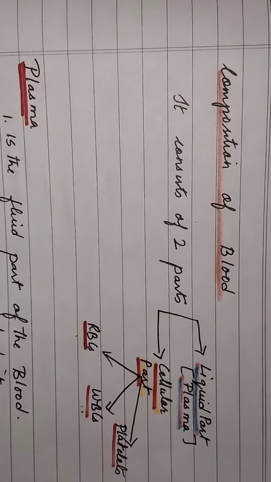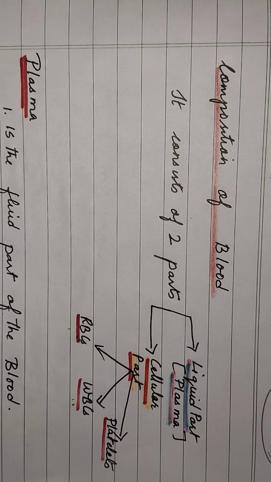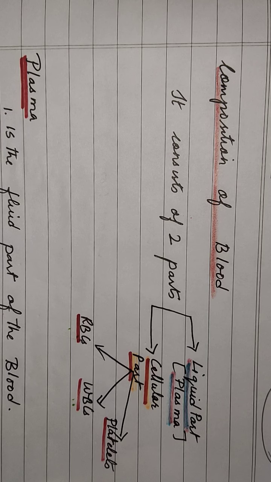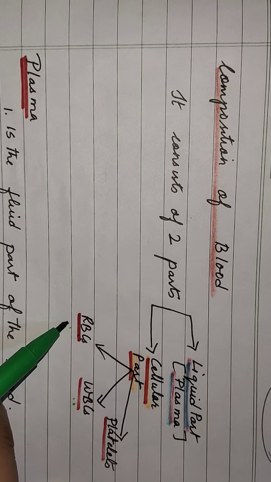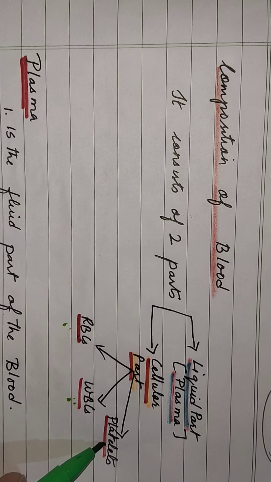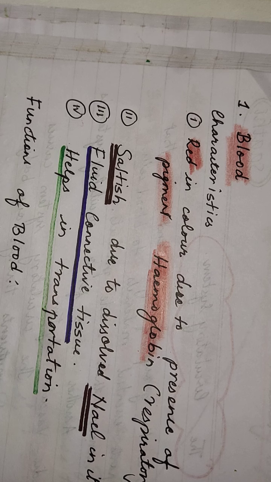So, the composition of blood once again: we have the liquid part known as plasma. We have just learned, yellow in color, it's the fluid part of the blood. Blood cells are suspended in it. It makes up 55% of the total blood, and 90% of plasma is water. It contains inorganic minerals dissolved in it. And we have the cellular part, that is RBCs, WBCs and platelets.